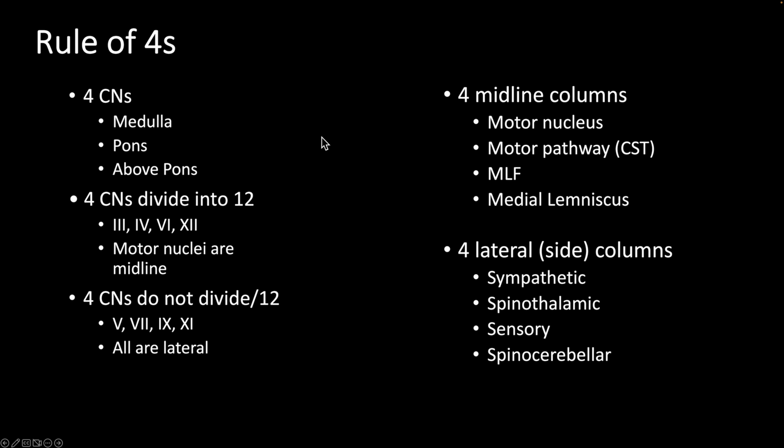Just follow the logic right now, and we'll sculpt it as we go on. So 4 cranial nerves divide into 12, right? If you take 3 divided by 12, that is divisible. Is 4 divisible by 12? Yes, it is. Is 6 divisible by 12? Yes, it is. Is 12 divisible by 12? Absolutely. So all cranial nerves that are divisible by 12 are going to be midline for motor nuclei, right? Motor nuclei are midline. So any cranial nerve that is divisible by 12 is going to be in the midline of the brainstem.